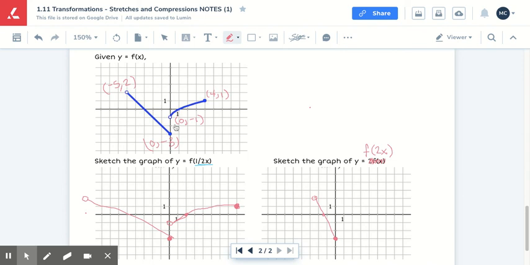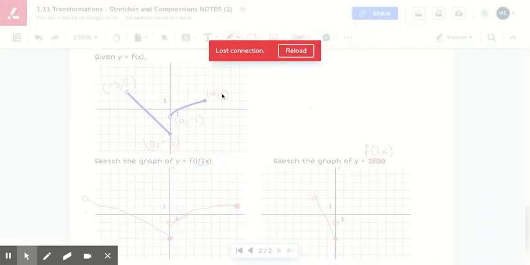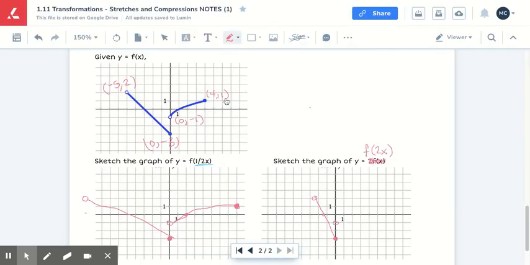And I'll go to the other one. So 0, -1, take its x value and divide by 2, and I still get 0, -1. So open circle here. For the other end, 4, 1. So 4, 1, take its x value, divide by 2, I get 2, 1.